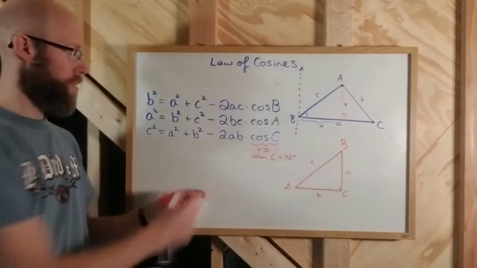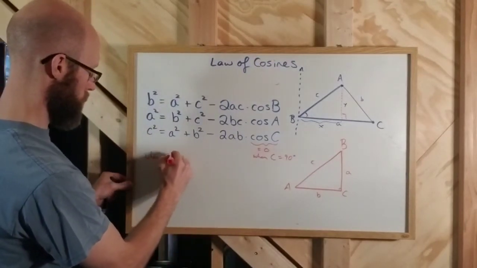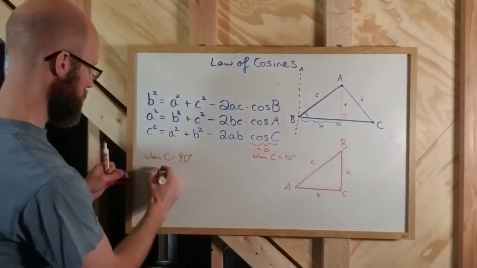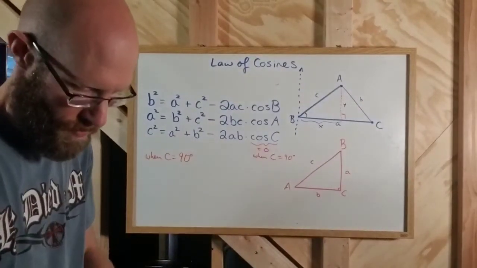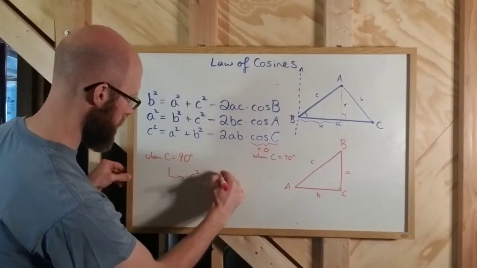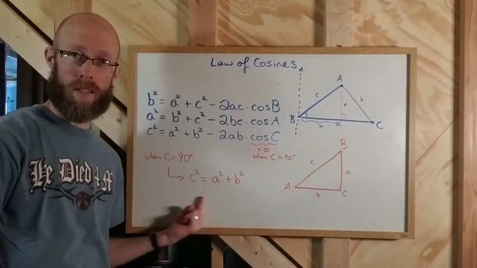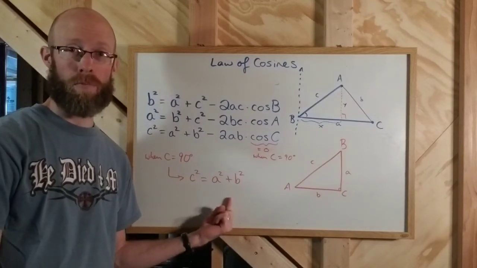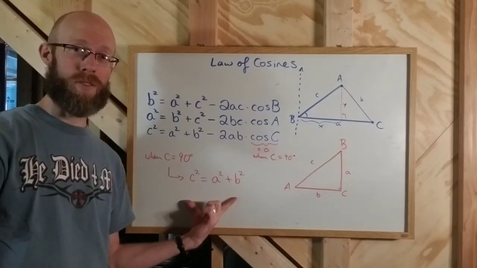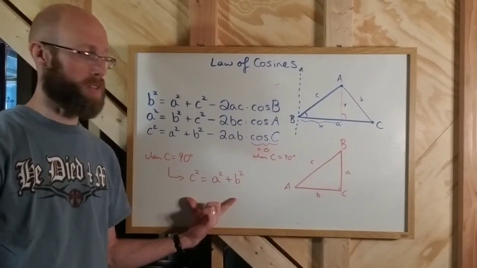Well, if that equals 0, then this whole term wipes off. And so when C equals 90 degrees, your formula becomes C squared equals A squared plus B squared. I hope that's familiar to you, because that is the Pythagorean theorem, the original Pythagorean theorem. And so the Pythagorean theorem really is the law of cosines, where one of the angles is 90 degrees. Works out very nicely.